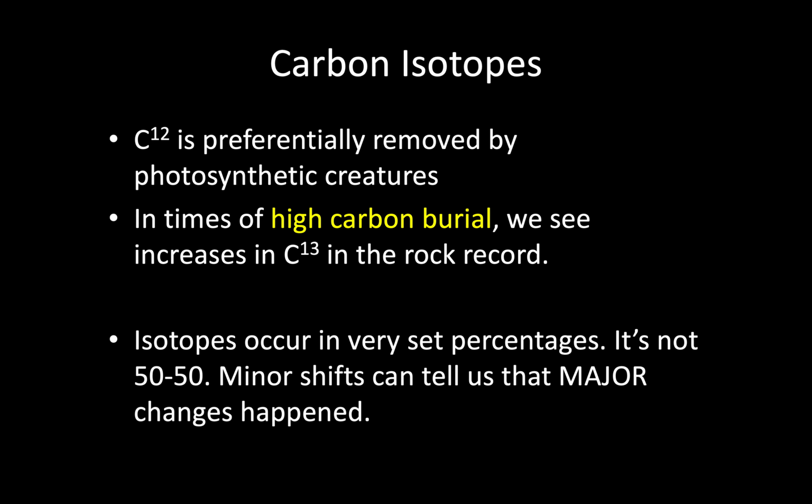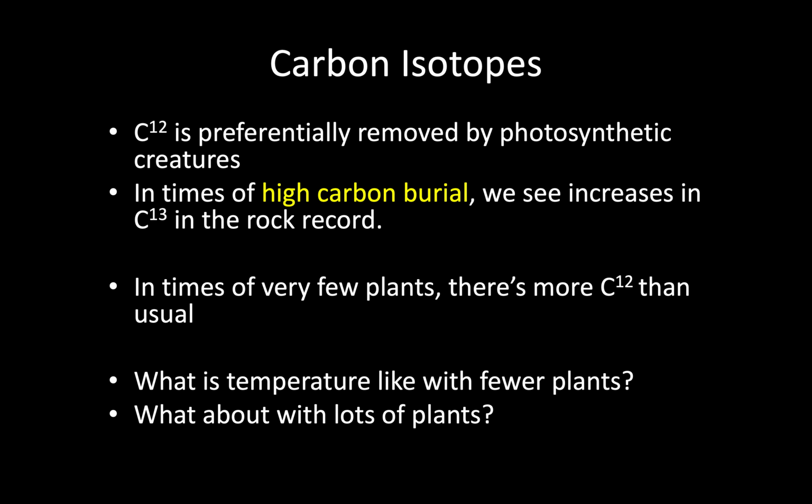So isotopes don't occur in 50-50 percentages. I can't say, okay, there's 51% C13, we must have more photosynthesis. They're very minor shifts, and they're not shifts I expect you to understand numerically. You're just going to look at a graph and see if it's going up or down. If you take an isotope geochemistry class, of course that will change. So let's add on to this.